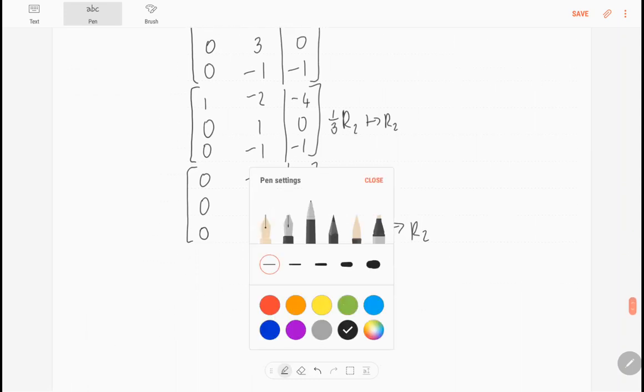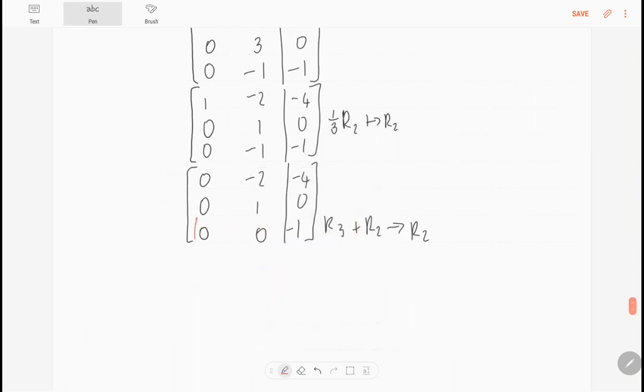In our last row, we definitely have a problem, because this means that 0 equals minus 1, but that's not possible. That means that our system has no solution, and therefore there is no intersection of the lines.